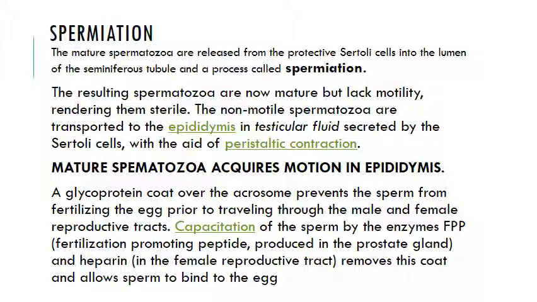The mature spermatozoa are still not fit for fertilization. They have a glycoprotein coat over the acrosome, which renders them unfit for fertilization. Only after a process called capacitation, that is removal of that protective glycoprotein coat with the help of fertilization promoting peptide secreted by the prostatic fluid, and the presence of heparin in the female reproductive tract, is the coat removed, making them conducive for fertilization.